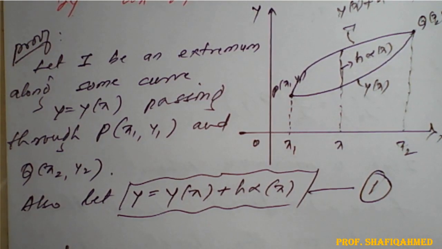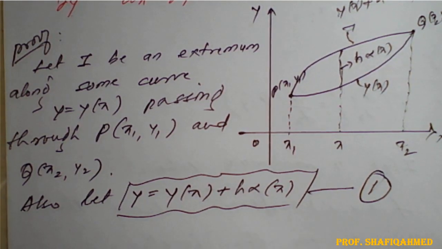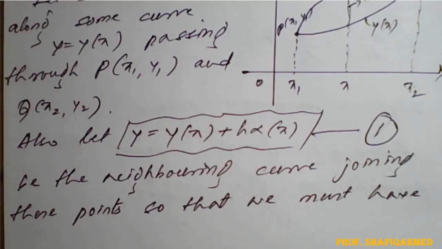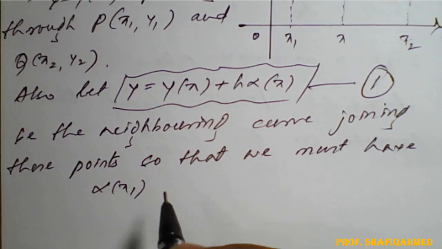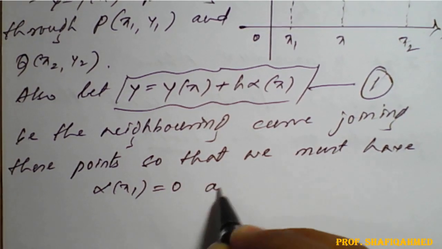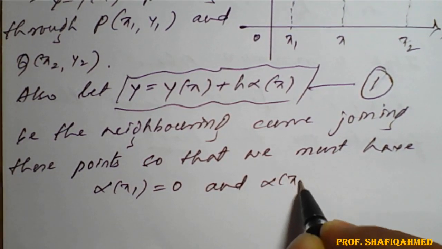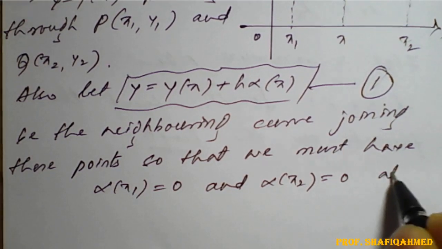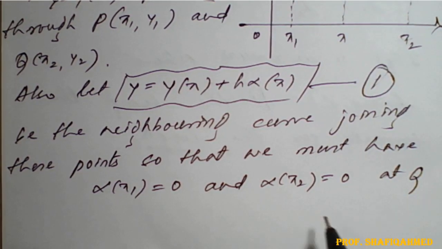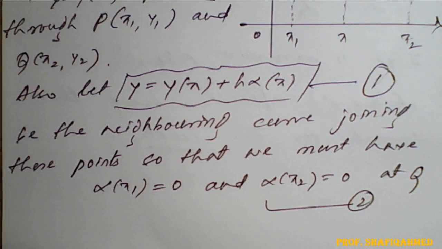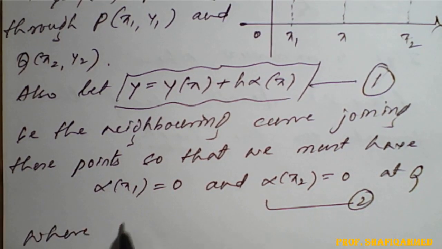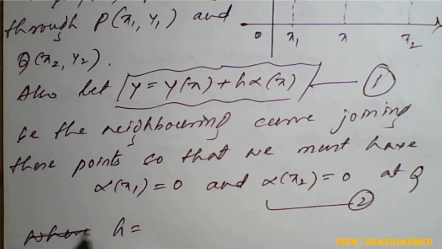This is the neighboring curve joining these points, so that we must have alpha of x1 equal to 0 at P and alpha of x2 equal to 0 at Q. Together I will give this as equation number 2, where h is a small parameter.